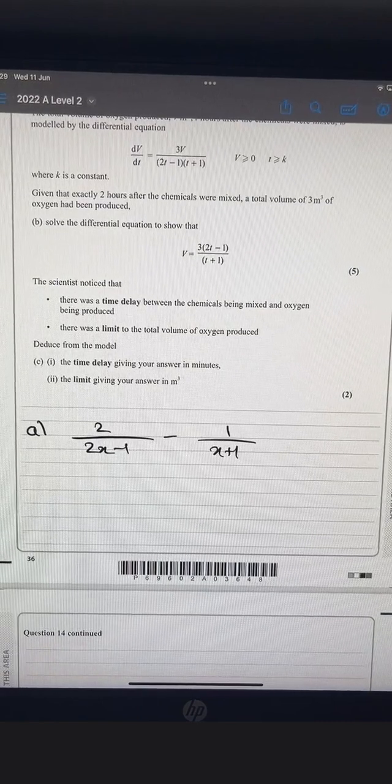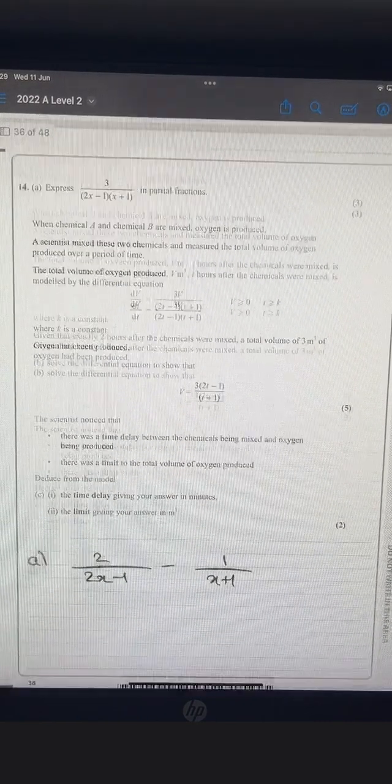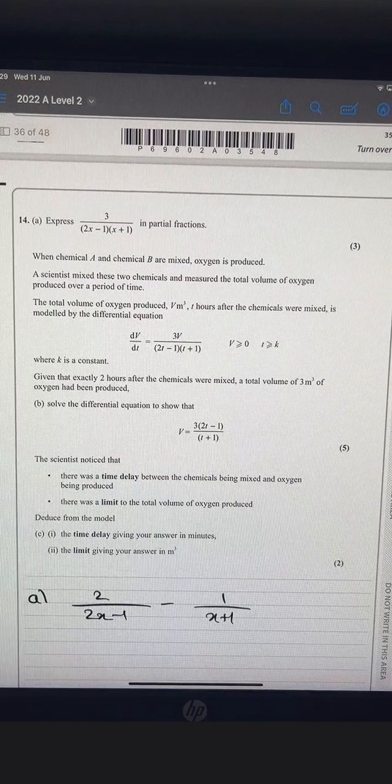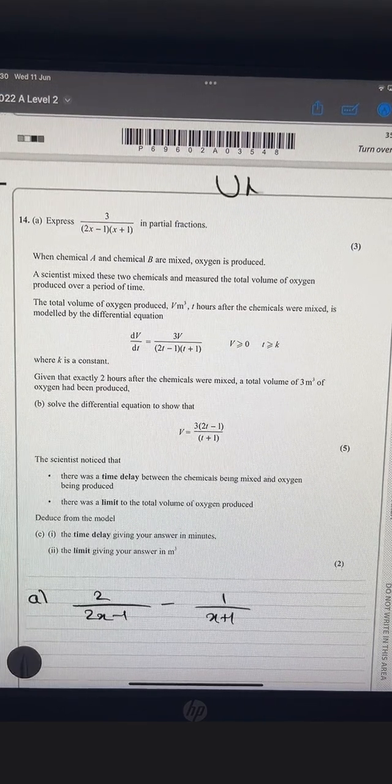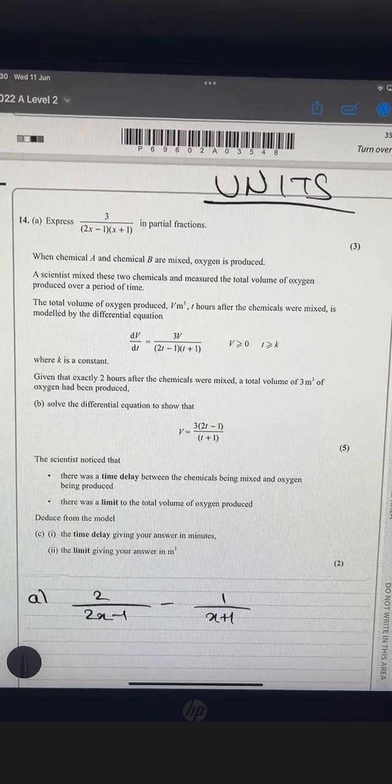All right, now I've got a lot of reading to do. I hate when math papers make me read because I just want to deal with numbers, right? So, when chemical A and chemical B are mixed, oxygen is produced. A scientist mixes these two chemicals and measures the total volume of oxygen produced over a period of time. The volume is given by V meters cubed, t hours. When you do these types of questions, you need to be careful of the units. At the top, I just put units and underline it: volume is in meters cubed, time is in hours. Make sure you know the units that come up, okay?